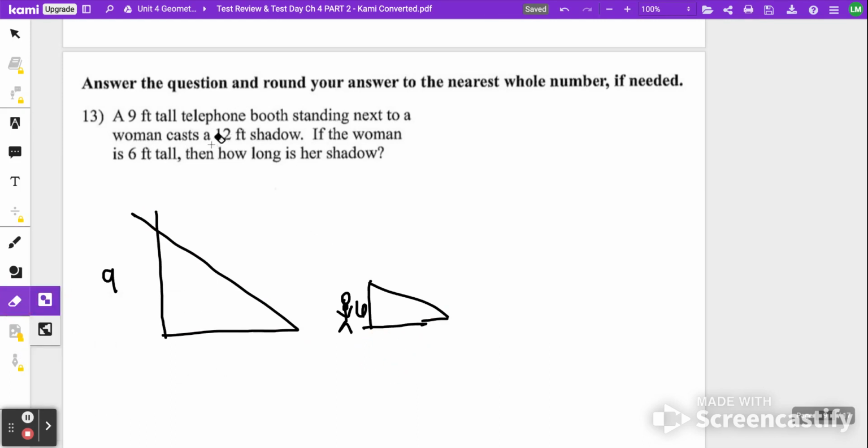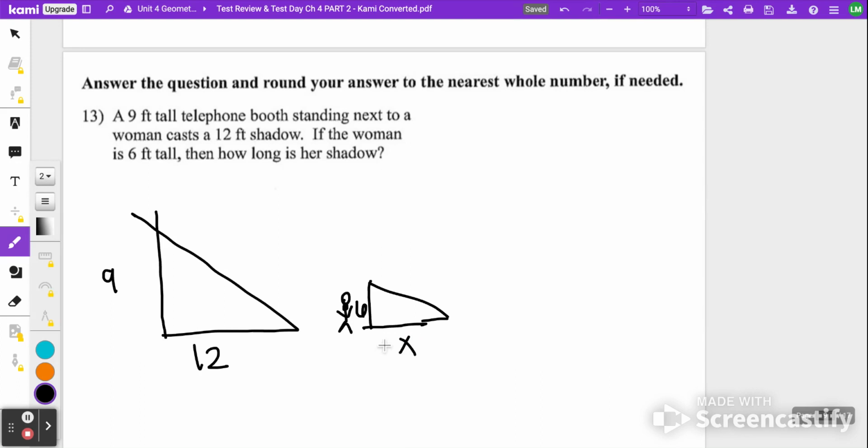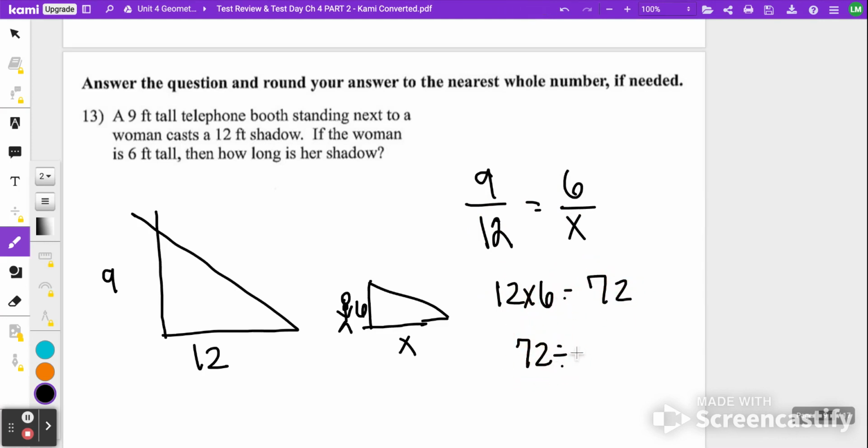It says a 9-foot tall telephone pole standing next to a woman casts a 12-foot shadow. So this telephone pole is casting the 12-foot shadow. It's 9 feet tall. We want to know how long the woman's shadow is. So what we can do is set up a proportion. 9 over 12 is equal to 6 over x. I'm going to cross multiply 12 times 6 first, which is 72. Then I'm going to take 72 and divide that by 9. I'm going to get 8. So x is equal to 8 feet.